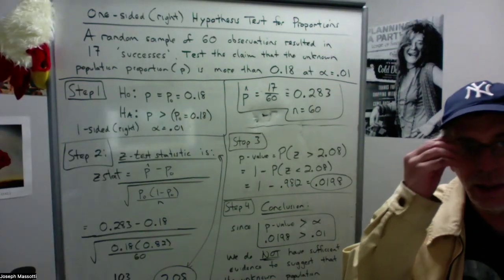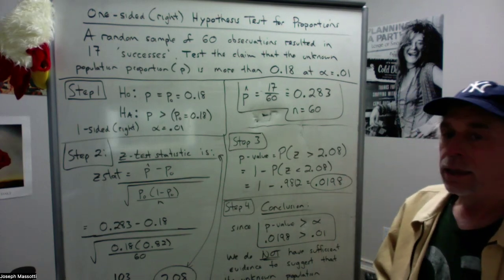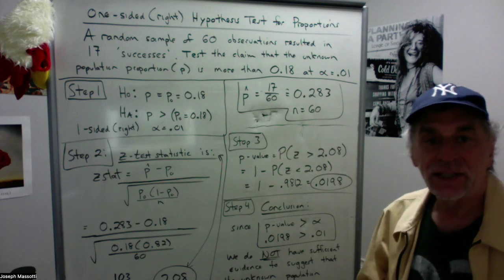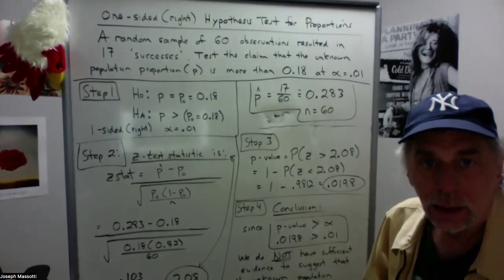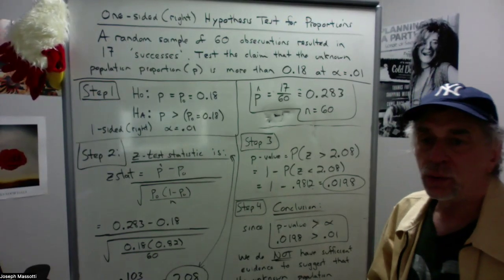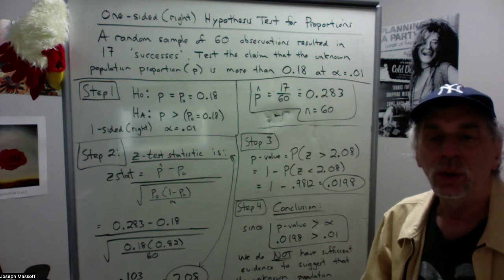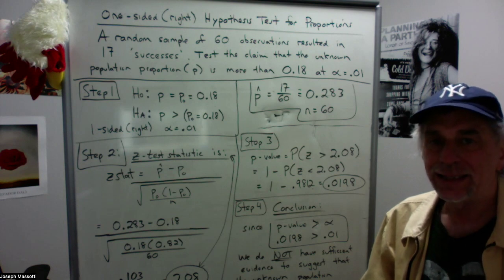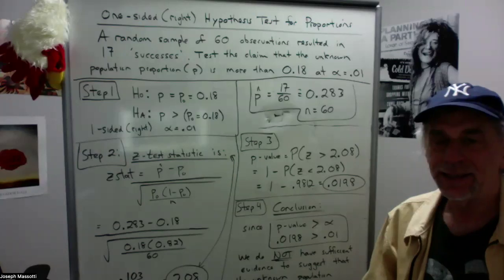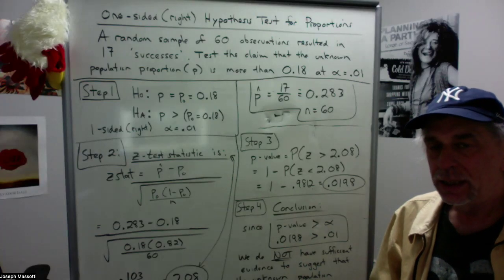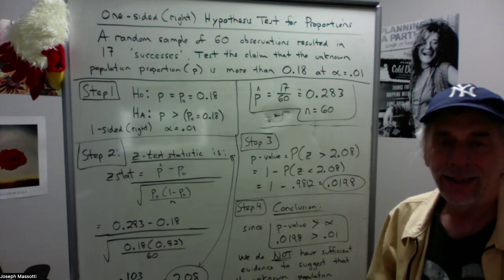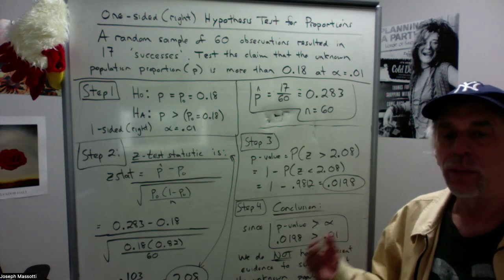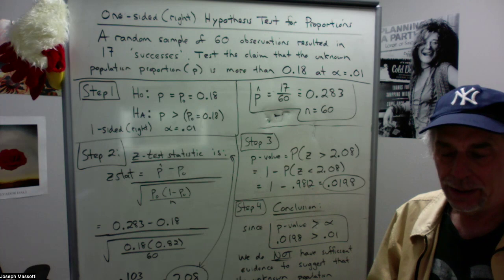I want to do a short video on a one-sided hypothesis test for proportions. Okay, we've done hypothesis tests for means, and when we did those, we saw that depending on whether we knew the population standard deviation or not, we used either a z-test statistic or a t-test statistic. What's nice about proportions is it's always going to be a z-test statistic. So we don't have to worry about that either-or situation when we talk about hypothesis tests for proportions.